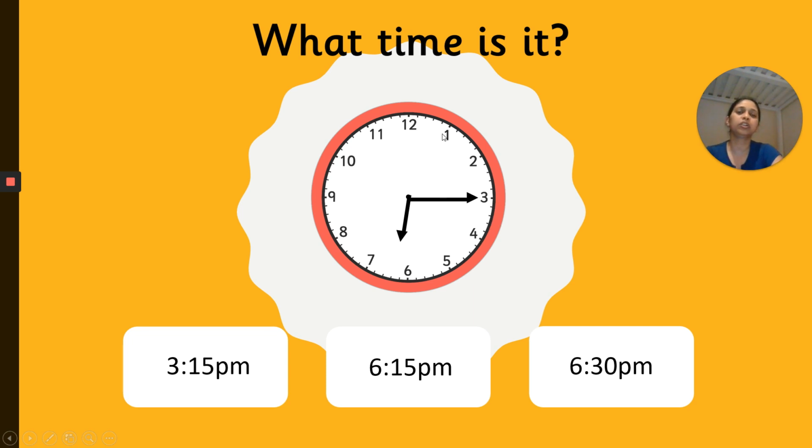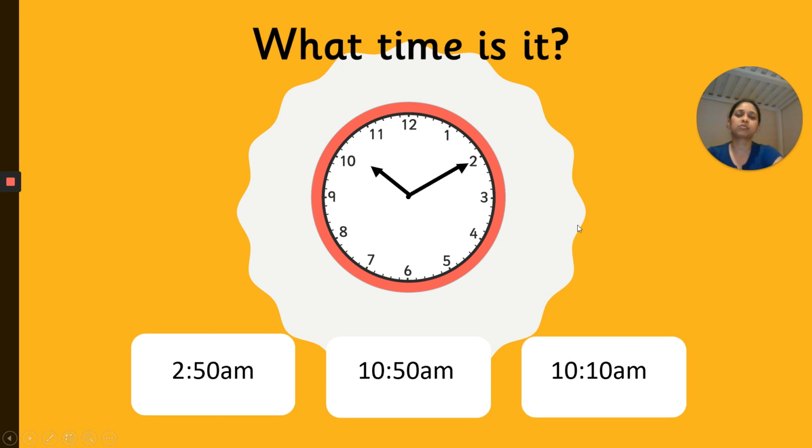So let me give you a clue. 5, 10, 15. And you will only count this for your minute hand because you're writing the minutes. You already know that your hour hand is on the 6. Okay, so what time is it? Is it 3:15 p.m., 6:15 p.m., or 6:30 p.m.? Pause the video and write your answer.